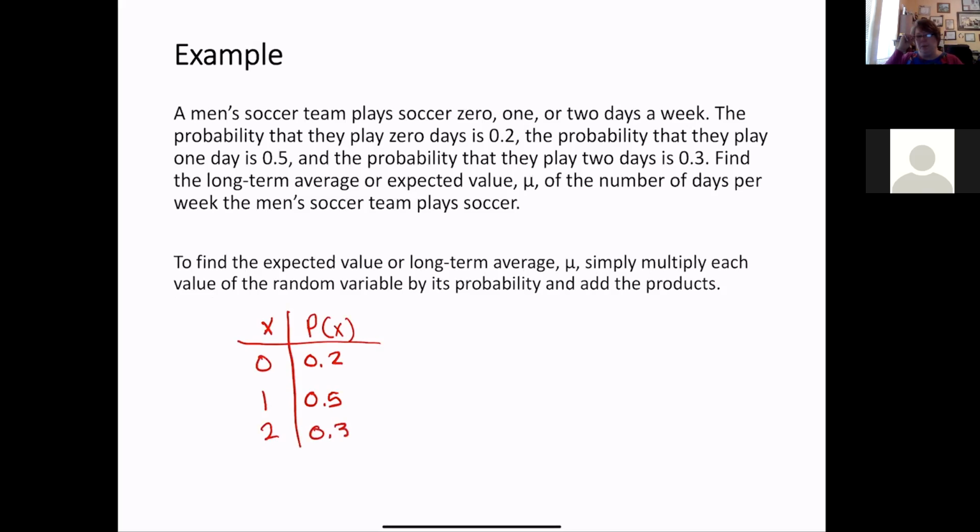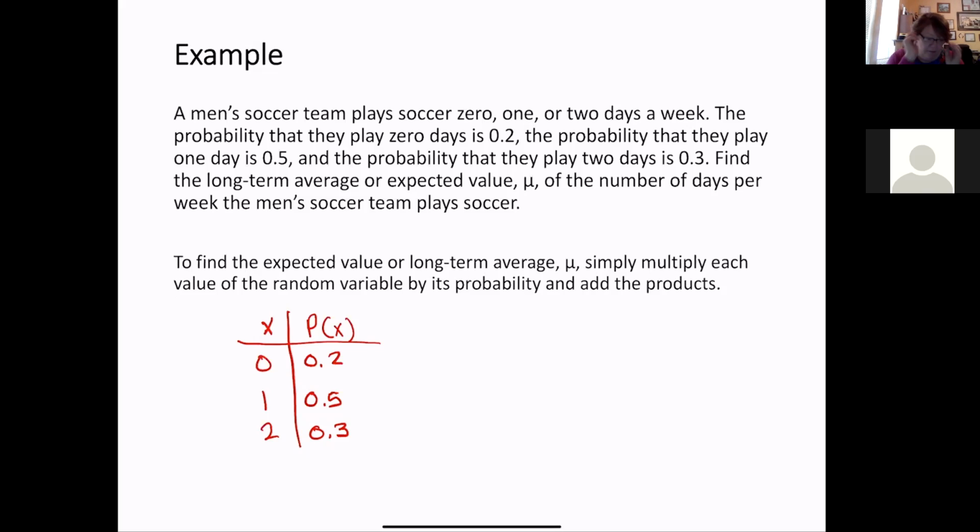Again, for this to be a discrete probability distribution, each of those probabilities must be between 0 and 1, inclusive. And you have to add them up and get 1, which is the case.